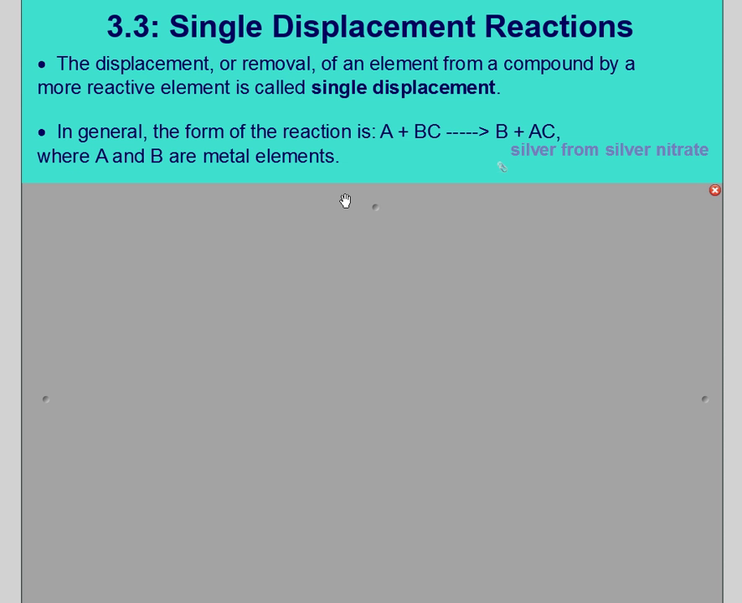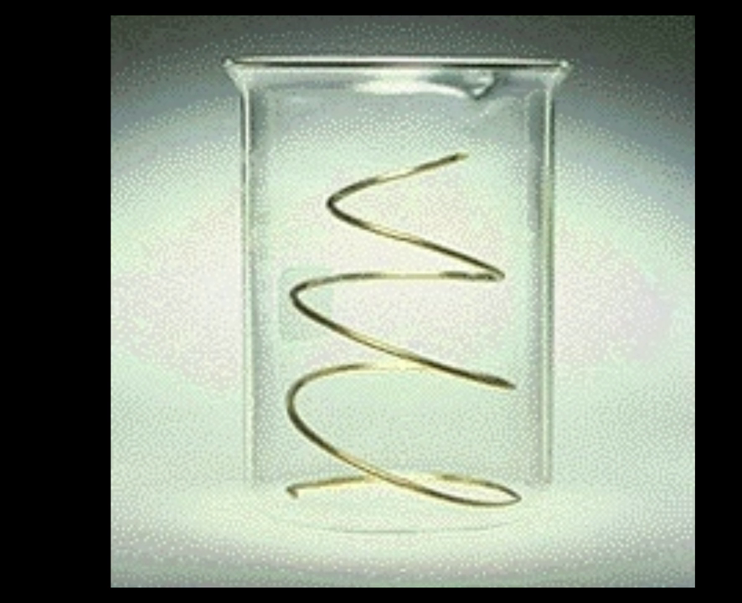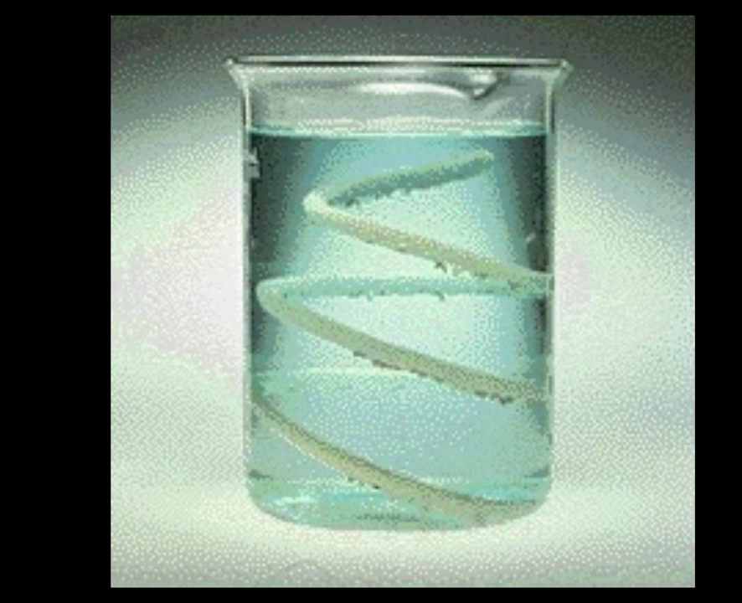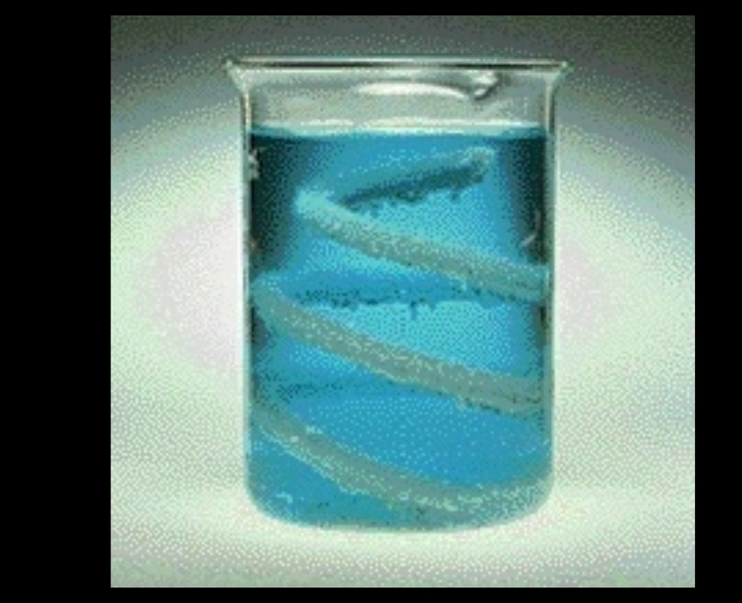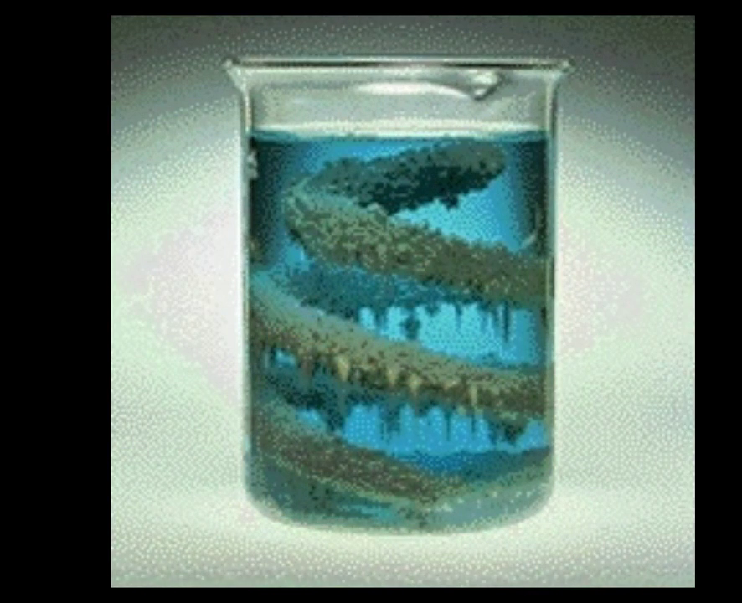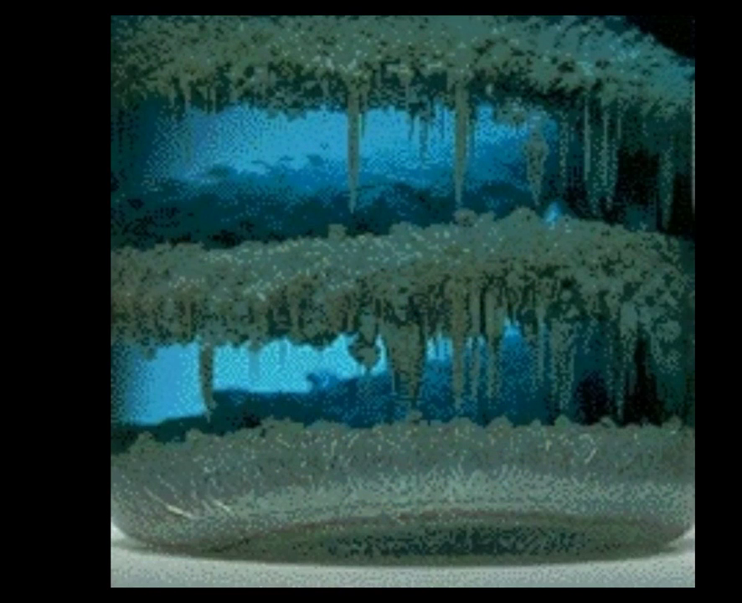Show a video clip here just to introduce a very common example of how to remove silver from a solution containing silver ions. When a piece of copper metal is placed in a solution containing silver ions, solid silver crystallizes on the copper. While the silver crystals grow, copper ions are also released into solution, giving the solution a blue color.